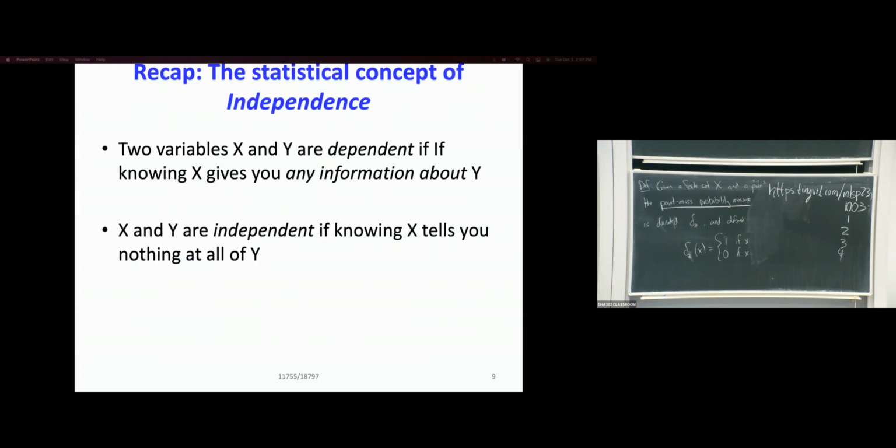Just to recap, the two variables X and Y are dependent if knowing X gives you something about Y, but independent if knowing X tells you nothing about Y. There's that conditional probability rule that P of X given Y equals P of X, because knowing Y doesn't tell you anything about X.